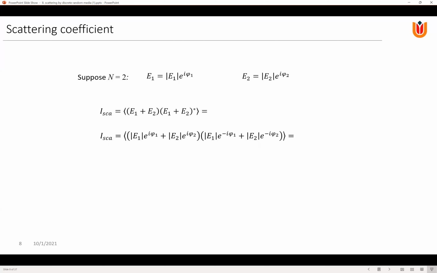We can have E1 as an amplitude times an exponential phase term of φ1. Same thing for field number 2. For the complex conjugate, we just switch the sign of the complex number, and this is just something that we can work out algebraically. Second order equation.